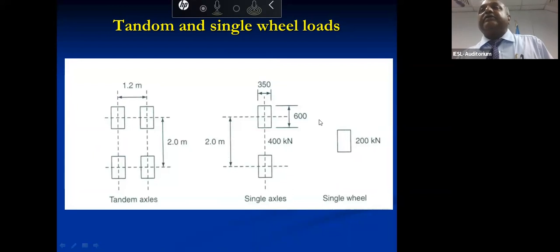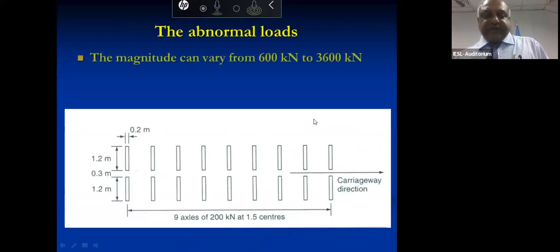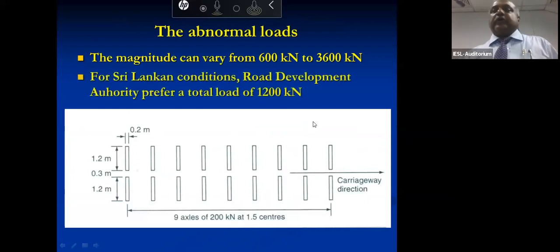Sometimes, especially in cantilevers and so on, we want to see what is the effect of a vehicle going on the cantilever. Sometimes these point loads can be very useful. And then, you know, you have to get the abnormal loading. In Eurocode, abnormal loading can vary between 600 kilonewtons to 3,600 kilonewtons.